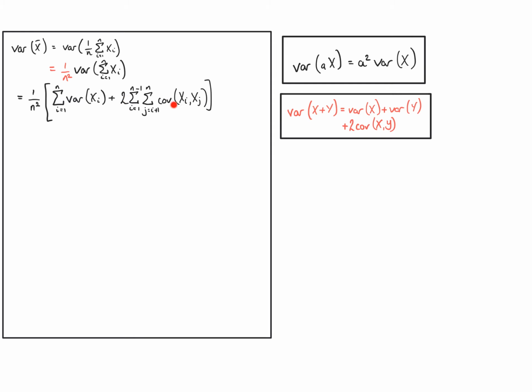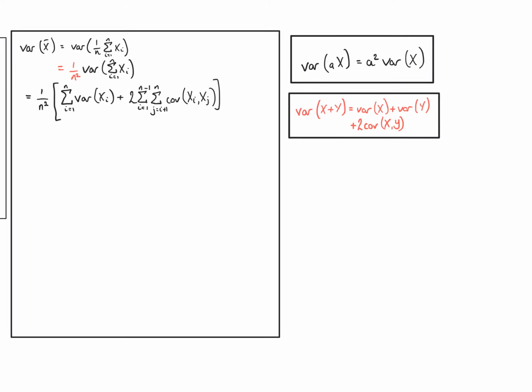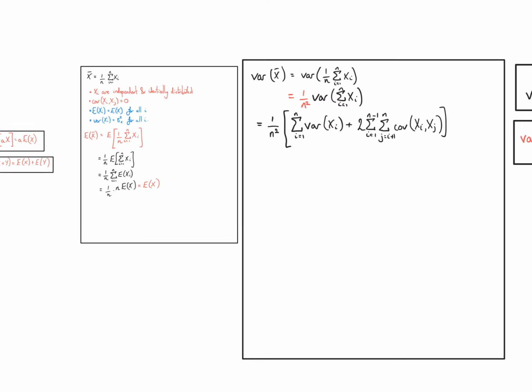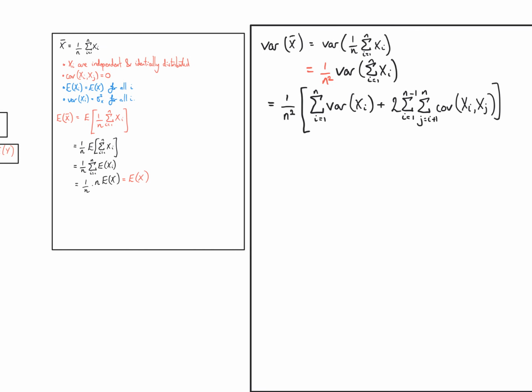So the covariance between x1 and x2, the covariance between x1 and x3, the covariance between x1 and x4, and so on. But because we've assumed that all of the observations are IID, the covariance term is equal to 0. So these terms here disappear. So we're left with that the variance of x bar, provided the observations are IID, is 1 over n squared times the sum from i equals 1 to n of the variance of xi.